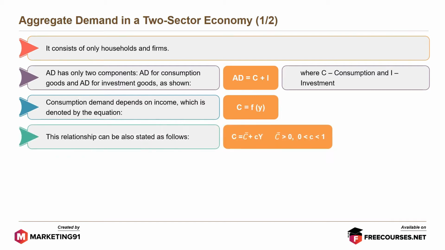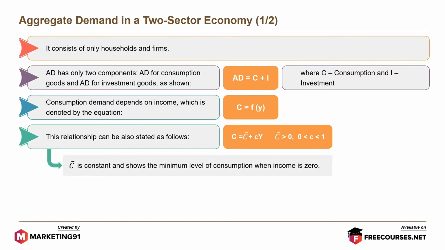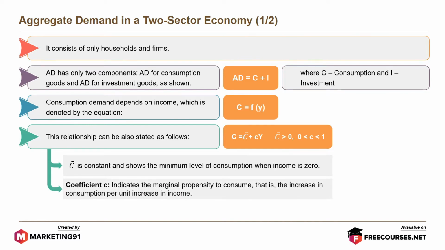This relationship can also be stated as C equals C bar plus cY. C bar is constant and shows the minimum level of consumption when income is zero. Coefficient c indicates the marginal propensity to consume, that is, the increase in consumption per unit increase in income.